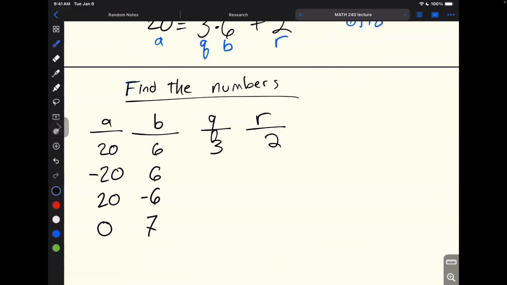Right, so we have a restriction on R, no restriction on Q, other than it's got to be an integer.